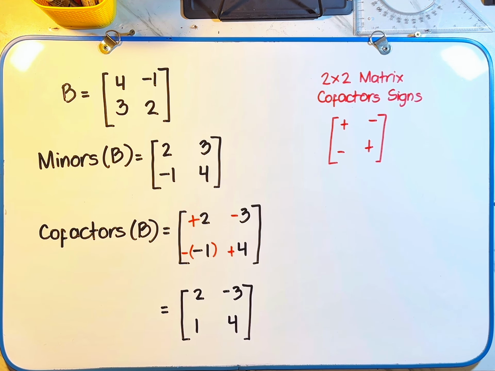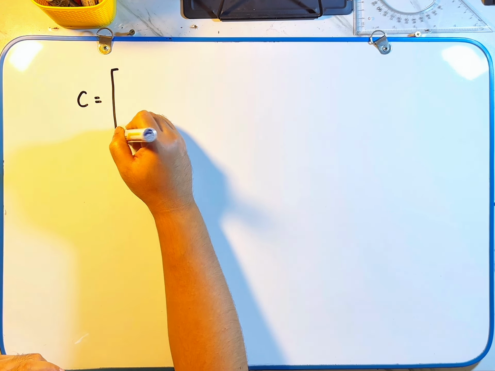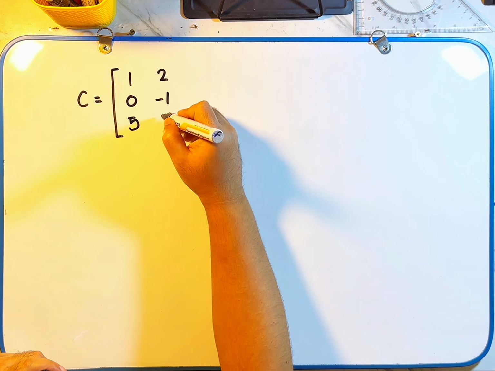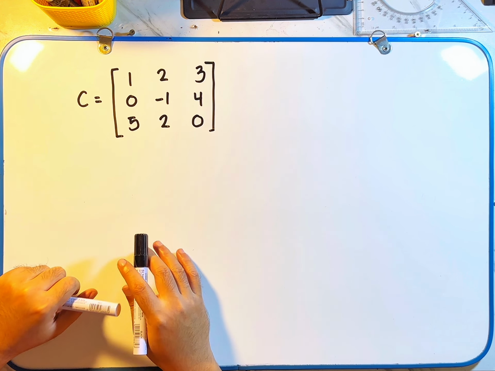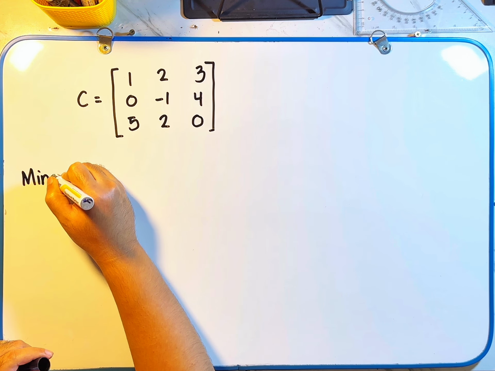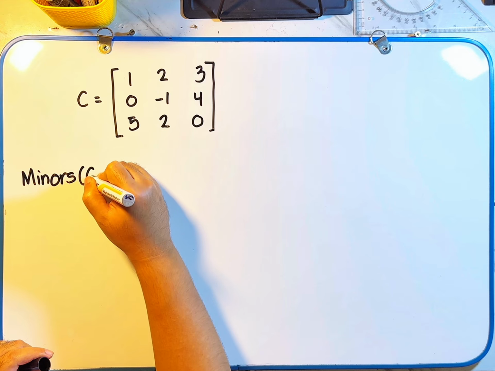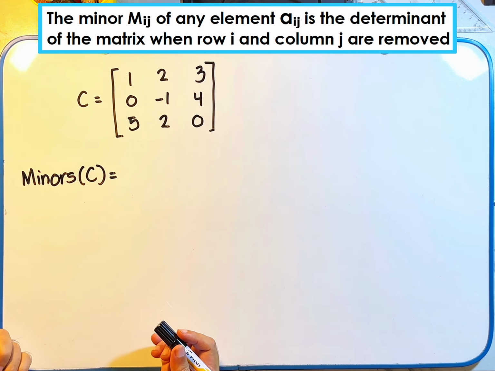Now let's try some 3 by 3 matrices. Suppose we have this 3 by 3 matrix that I'm going to write. Now, let us try to find the minors of this matrix, the minors of matrix C. The concept is still the same. In order to find the minors of each element, we have to solve for the determinant of the matrix after removing row i and column j.